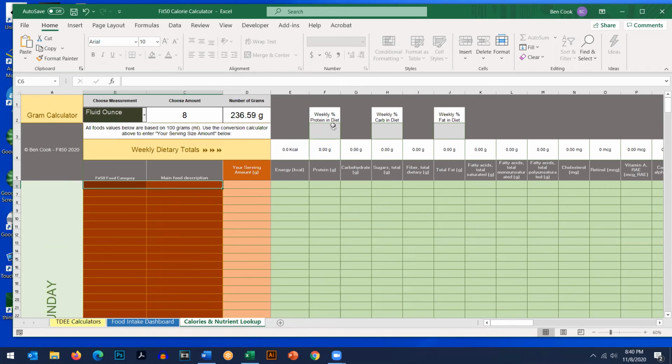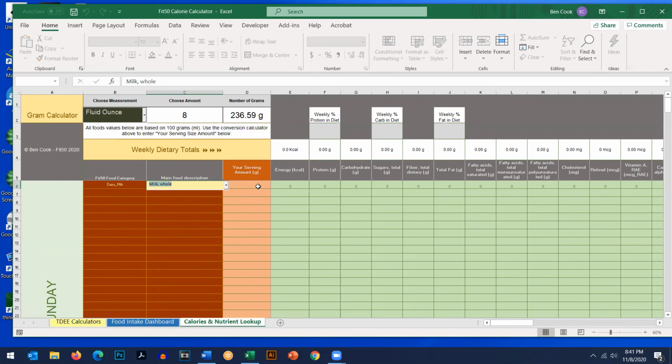Am I getting close to my weekly 35%, 30%, 35% in fat? And so what I'm going to do is start going in on a daily basis. I've got the opportunity to put in my foods. And so I'm going to start out in the morning with some dairy. Maybe I'm going to do whole milk, maybe not skim milk, but I'm going to do whole milk.